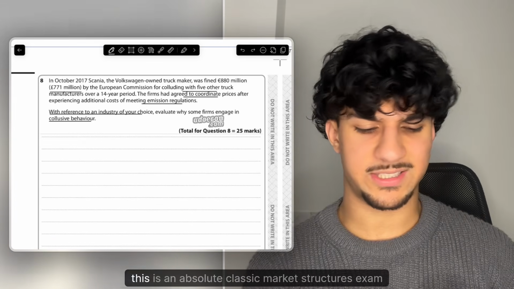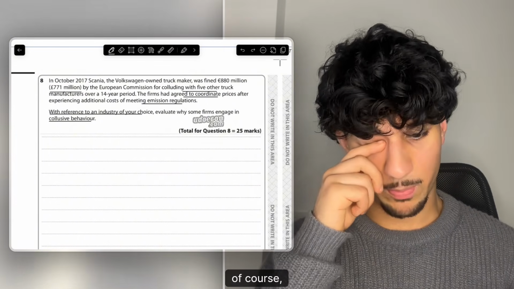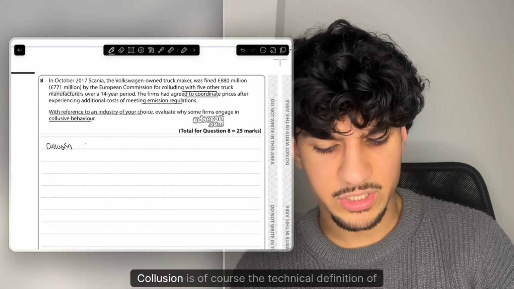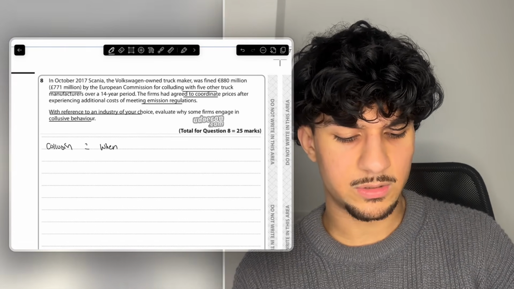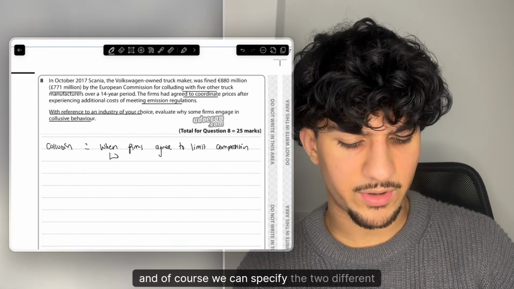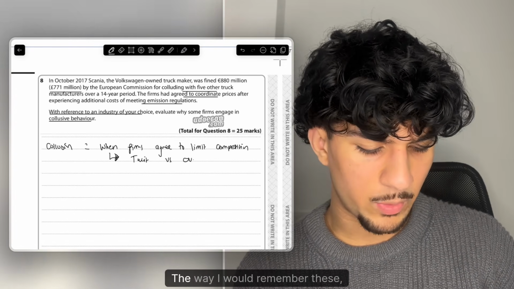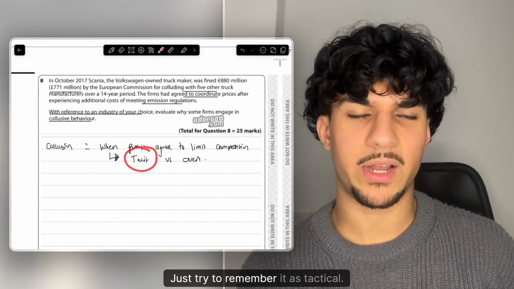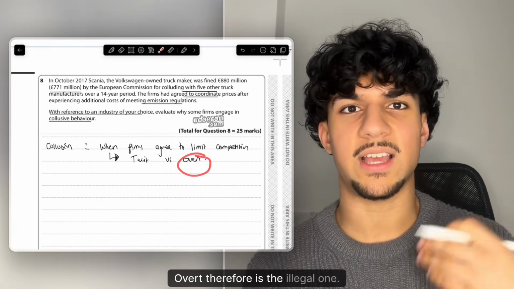Now, as you can probably tell, this is an absolute classic market structure exam question, talking about collusion, of course, referencing oligopolies. Let's start with first, how would you define collusion? Collusion is, of course, the technical definition of it, when firms agree to limit competition. And of course, we can specify the two different types, which is tacit versus overt. The way I would remember these, the legal versus the illegal one, is tacit. Just try to remember it as tactical. If you're being tactical, it is not illegal. Overt, therefore, is the illegal one.